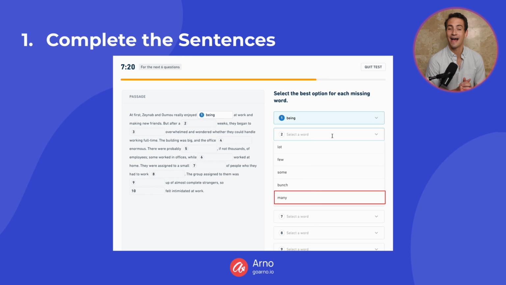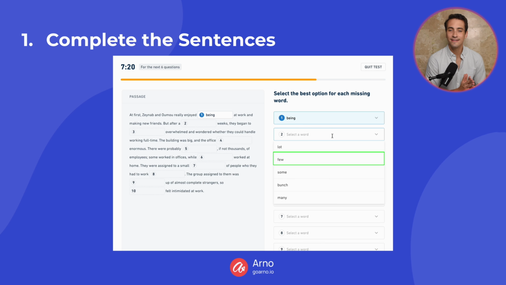And finally, we have many. But after many weeks, they began to. Is that grammatically correct? No. It would be correct if there was no "a": but after many weeks, that would be correct. However, we have an "a", which means "but after a many weeks" is incorrect. So the only option that was grammatically correct was few.